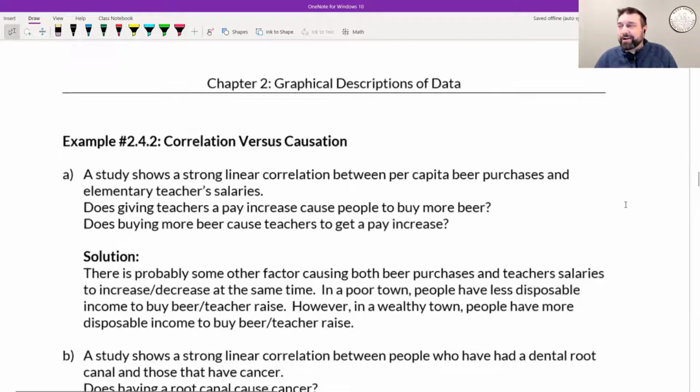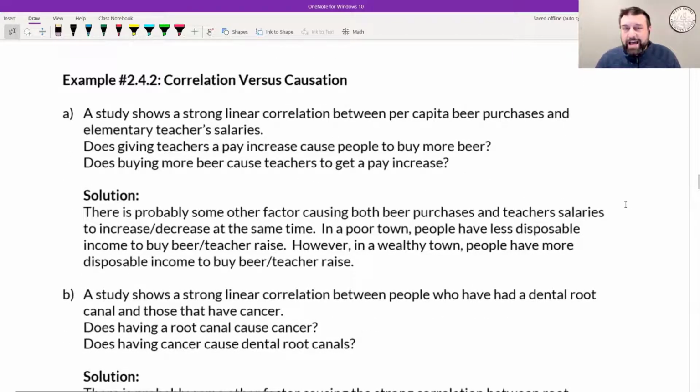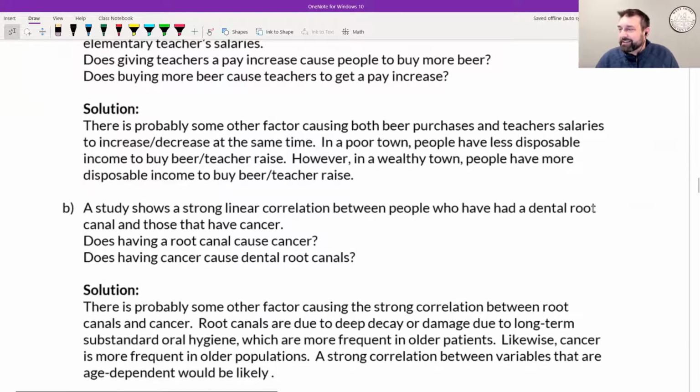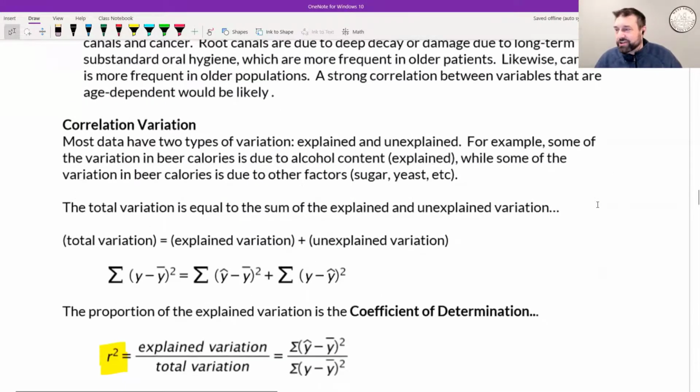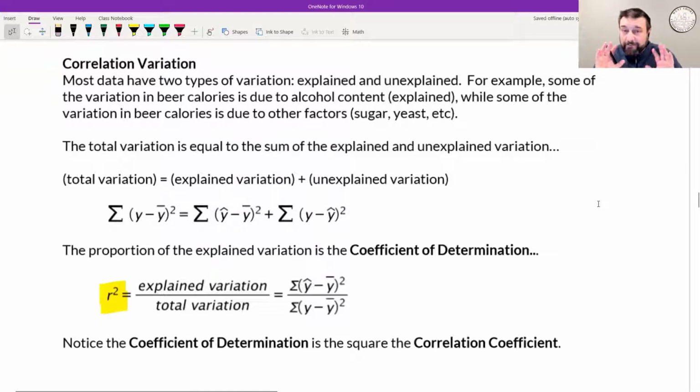But anyway, remember, correlation does not mean causation. Okay. And we give you a couple of examples here again of some sort of spurious correlations. But now let's get into the final thing in this chapter. Okay. The final thing. And this is called the coefficient of determination. This is what we're really looking for. This is the end, right?